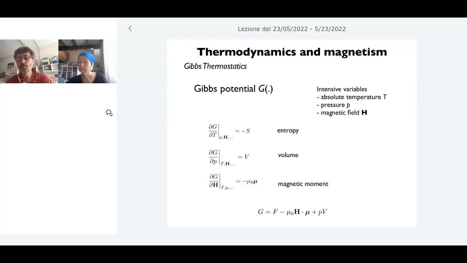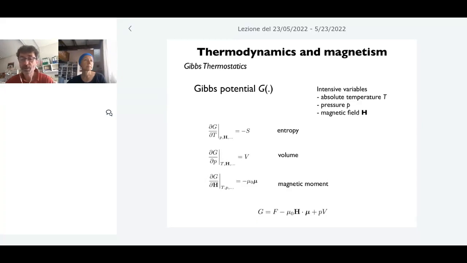So the Gibbs potential, where we control the absolute temperature, the pressure, and the magnetic field, will be given by the free energy minus mu0 H mu plus PV. If we know the Gibbs potential, the derivative with respect to temperature will give minus entropy, but what is important to us is that the magnetic moment will be given by the derivative with respect to field of the Gibbs potential. Very nice. So we can possibly compute a relation between the magnetic moment, or the magnetization, if you like, and the applied field. And the field, sorry.